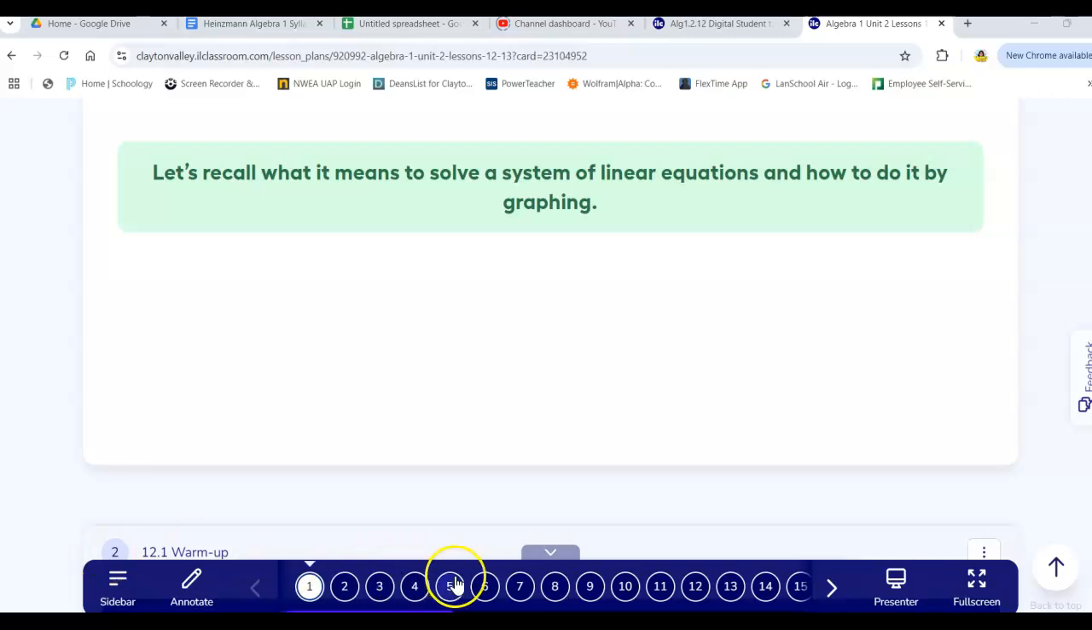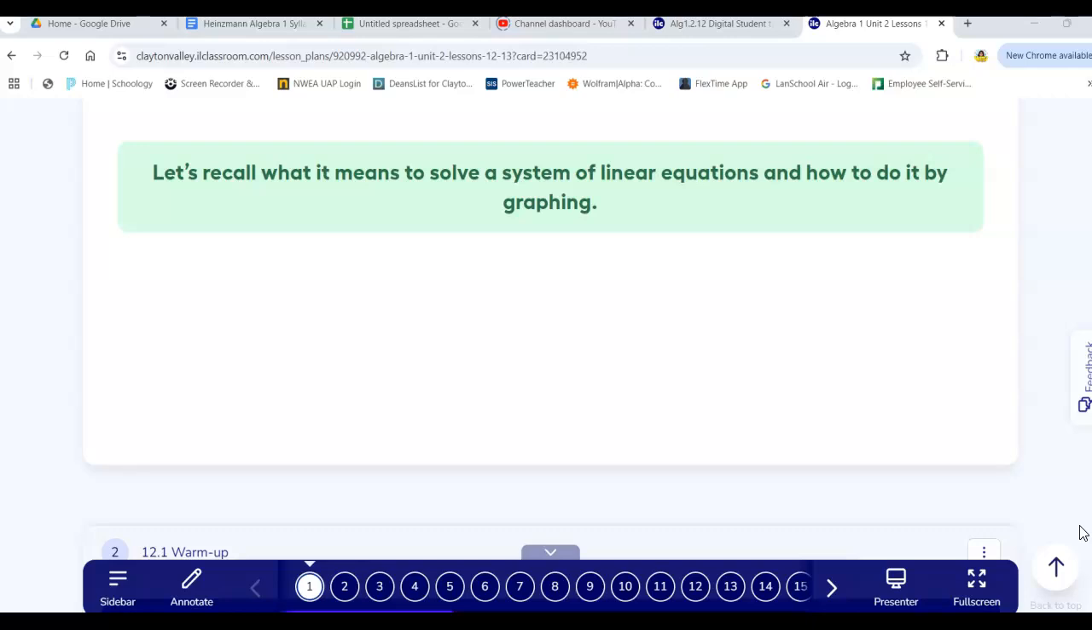Algebra 1 students. This is a video on the blended lesson 12 and 13, but it's going to concentrate, this is part 1, on lesson 12, and part 2 will concentrate on lesson 13. The purpose of this is not to walk you through every single activity, but to make sure that you have the basic understanding of what the lesson is about.